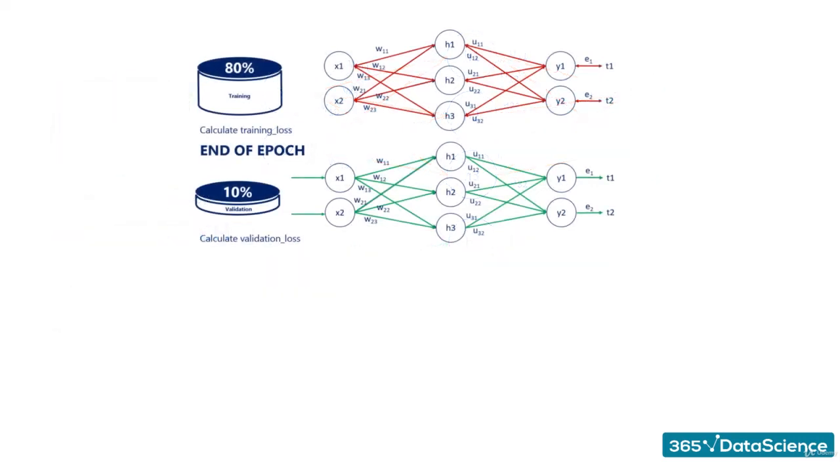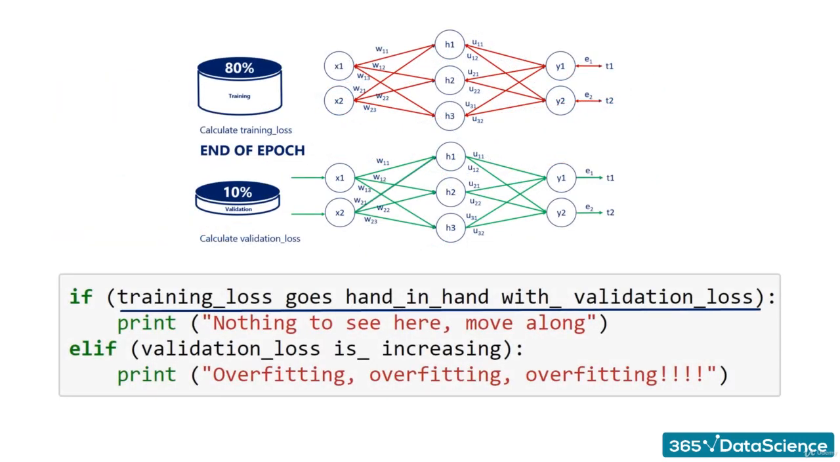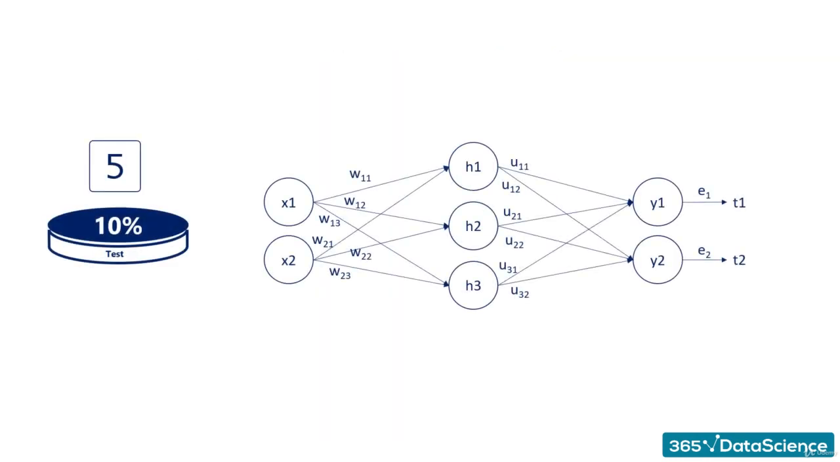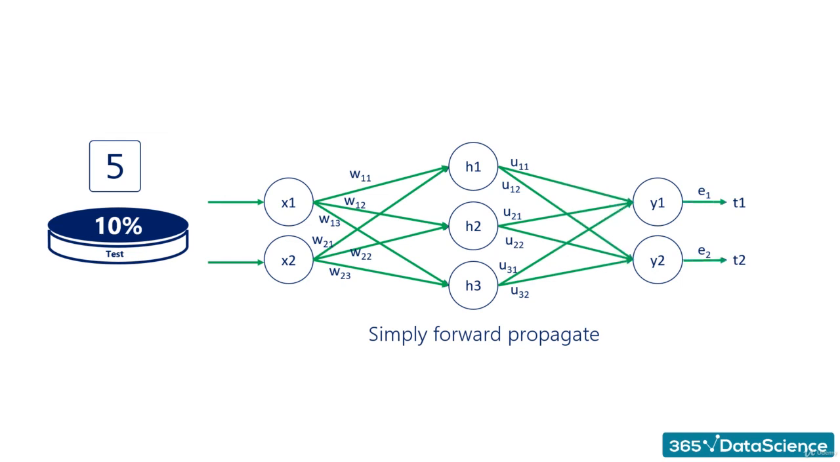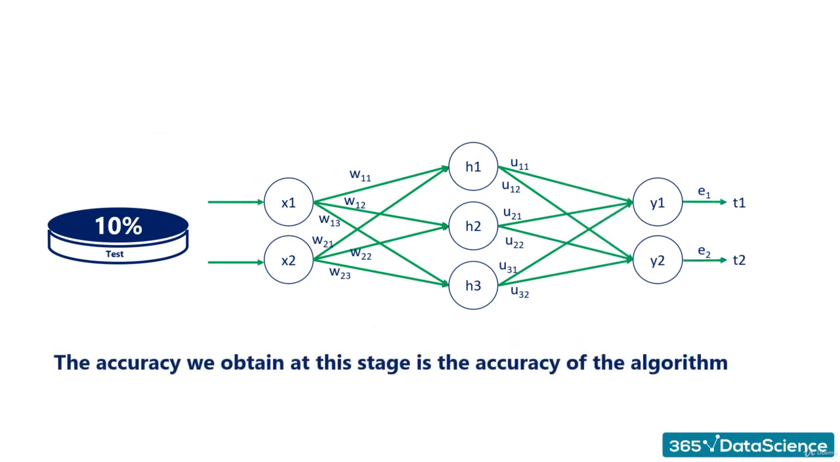If the training loss and the validation loss go hand in hand, we carry on training the model. If the validation loss is increasing, we are overfitting, so we should stop. Fifth and final step. You test the model with the test dataset. The accuracy you obtain at this stage is the accuracy of your machine learning algorithm.